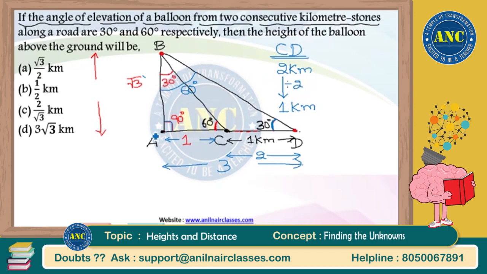Similarly, according to my assumption, AB, the height of the balloon from the ground, is root 3 units. According to the question, this also should be divided by 2. The answer is root 3 by 2 units. Simple, root 3 by 2 kilometers.